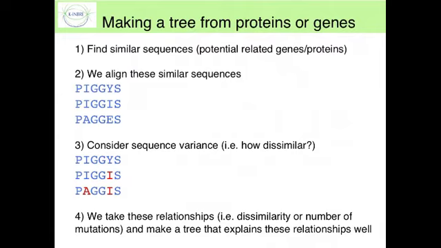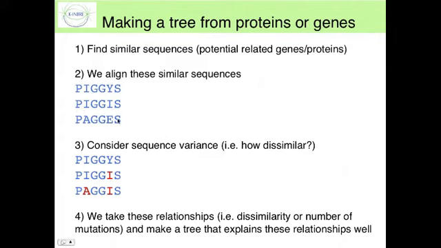So how did the authors of that paper make that tree? There's sort of four basic steps to making a tree. The first step is to find similar sequences. So we're talking about a gene tree here, or a protein tree. So these are going to be sequences of either nucleic acids or amino acids. And we're looking for similar sequences in our large databases to begin with because we're looking for potentially related genes and proteins. Once we find similar sequences, we do something called an alignment, where we line up the similar sequences.